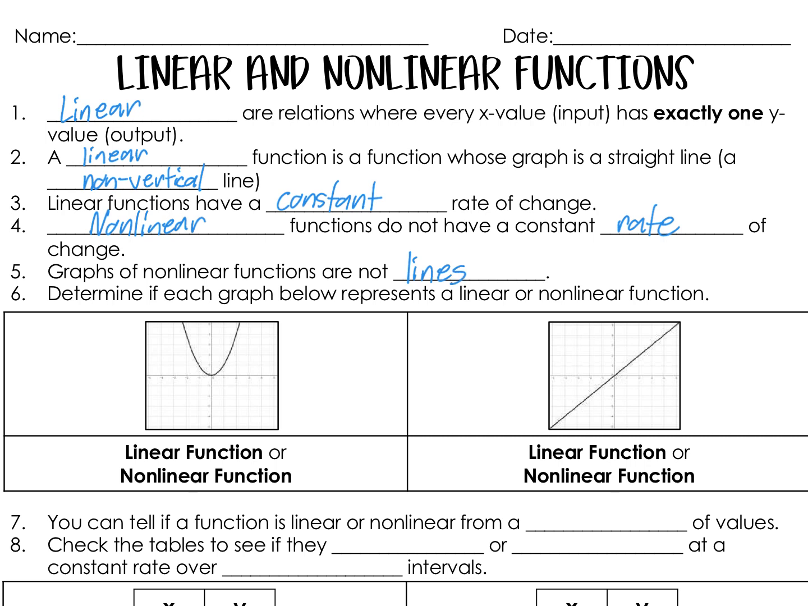We can determine if each graph below represents a linear or nonlinear function based off of this information. The graph on the left curves, so as you can see, it has a steep slope at the beginning. It gradually decreases to 0, and then it increases its slope. Since the slope is changing, it's not a straight line. The left graph is a nonlinear function. The right graph is a straight line where the slope is the same no matter what 2 points you choose. Therefore, it is a linear function.